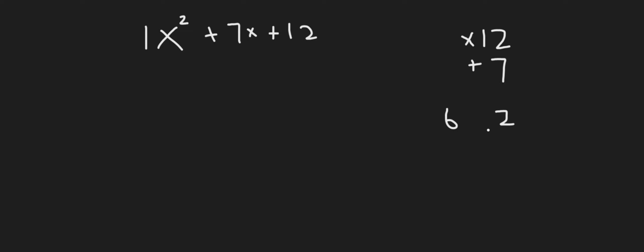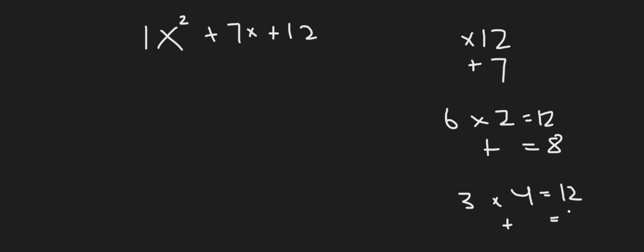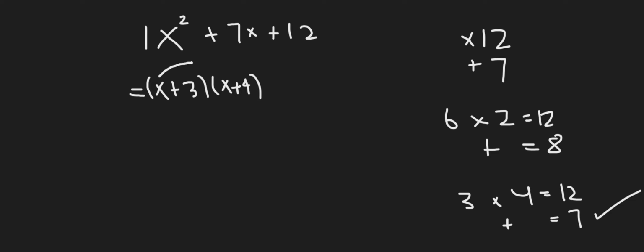So 6 and 2, but that unfortunately multiplies to 12 and adds to 8 instead of 7. We could try 3 and 4, that multiplies to 12 and adds to 7. So this is correct. So we can use 3 and 4 to factor this. To do so, we can write (x + 3)(x + 4) in brackets as so. Now this expression has been factored into two binomials.